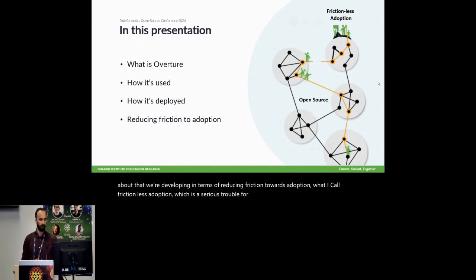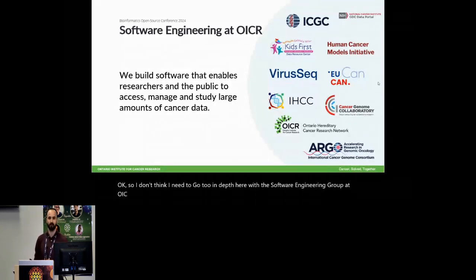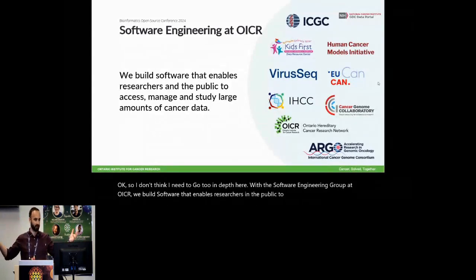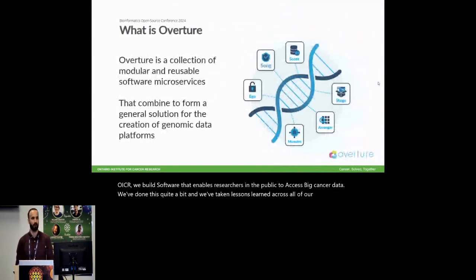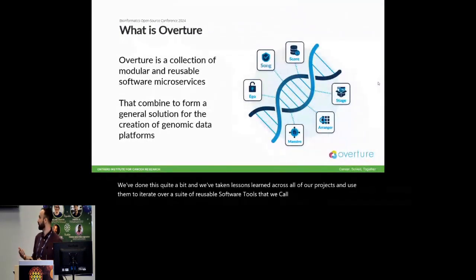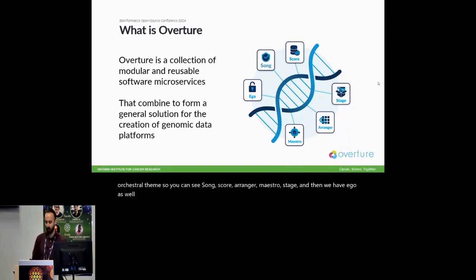I don't think I need to go too in depth here. We're the software engineering group at OICR. We build software that enables researchers and the public to access big cancer data. We've done this quite a bit, and we've taken lessons learned across all of our projects and used them to iterate over a suite of reusable software tools that we call Overture. It has an orchestral theme, so you can see Song, Score, Arranger, Maestro, Stage, and then we have Ego as well. And all of these microservices combine together as a general solution for creating genomic data platforms.